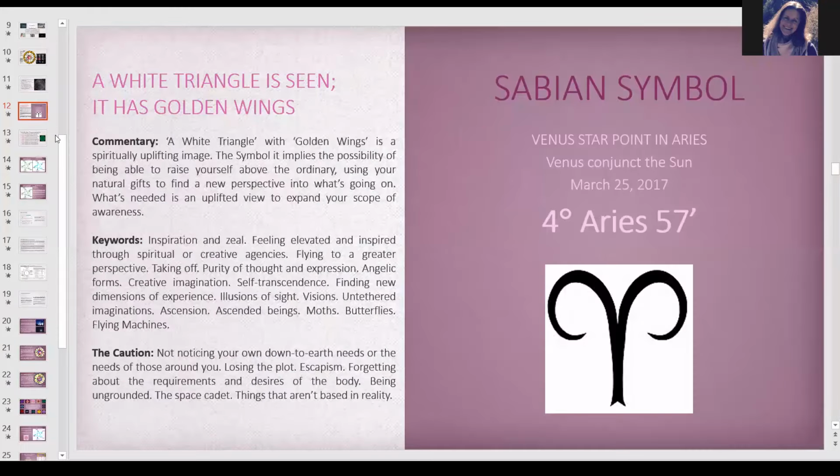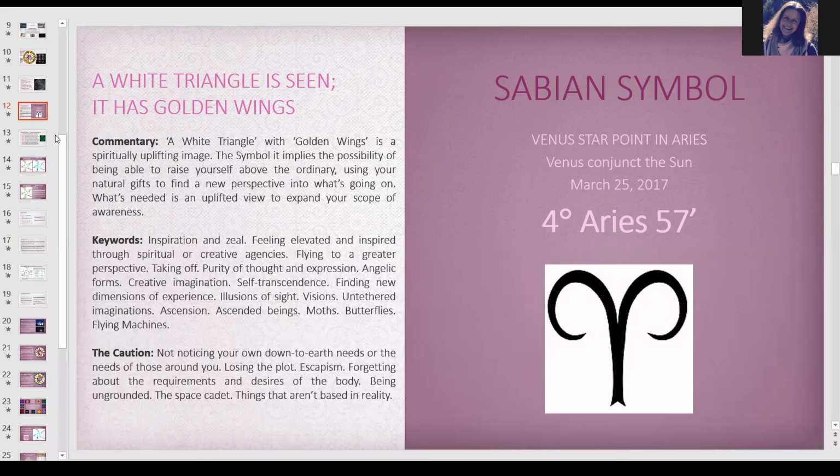Here's the Sabian symbol for the Venus star point in Aries. Venus conjunct the Sun, March 25th, 2017, at 4 Aries 57. A white triangle is seen. It has golden wings. A white triangle with golden wings is a spiritually uplifting image. The symbol implies the possibility of being able to raise yourself above the ordinary, using your natural gifts to find a new perspective into what's going on. What's needed is an uplifted view to expand your scope of awareness.